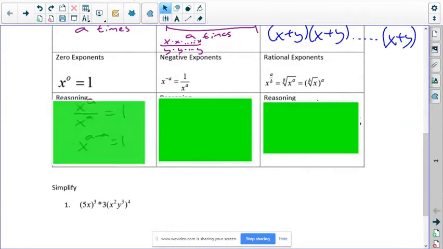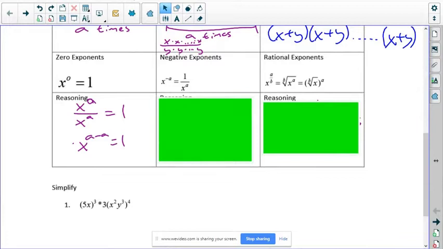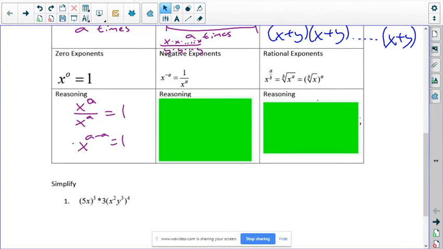X to the zeroth is 1. Anything to the power of 0 is 1. Because if you take anything, so let's say x to the a divided by x to the a, well, that's something divided by itself. So we know it equals 1. But we also know that when we do the quotient of powers, you subtract the exponents. So x to the a minus a is equal to that 1, which would then be whatever we have to the 0th power is 1.